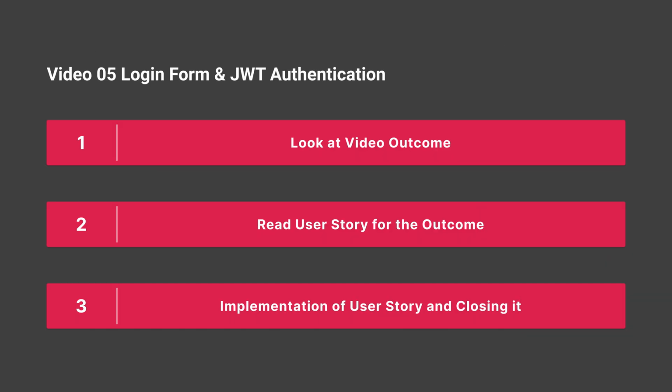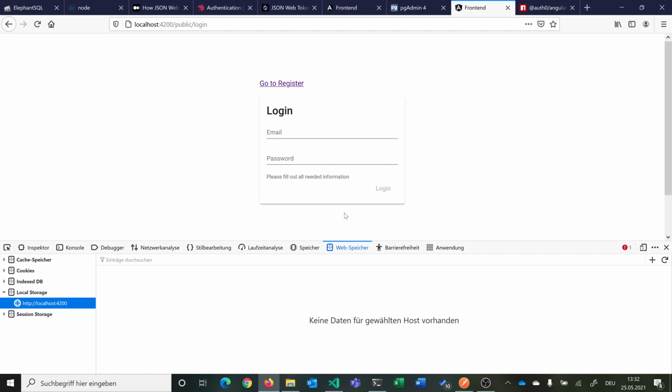Then we have here our structure for this video as always. So first we have a look at the video outcome, then we read our user story for this, and then we implement the user story and close it. So let's have a short look at the outcome of this video.